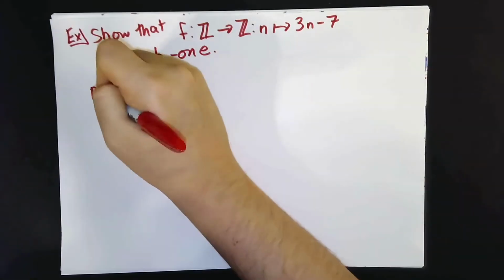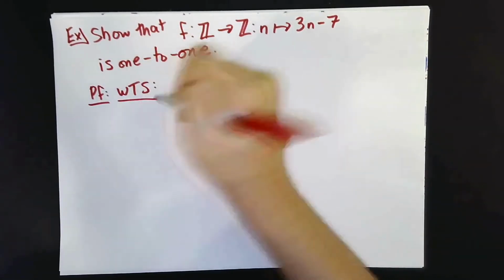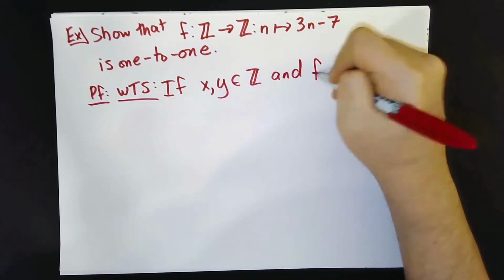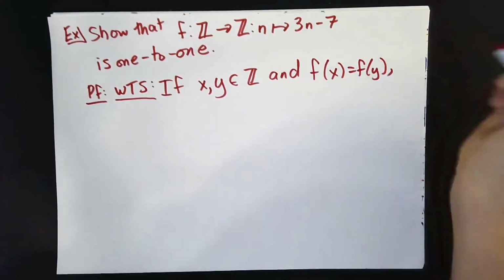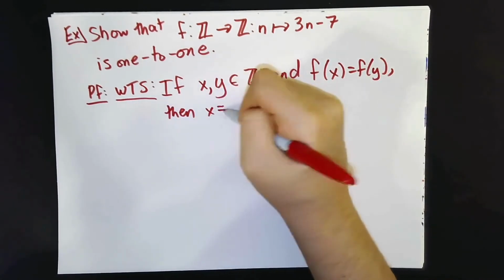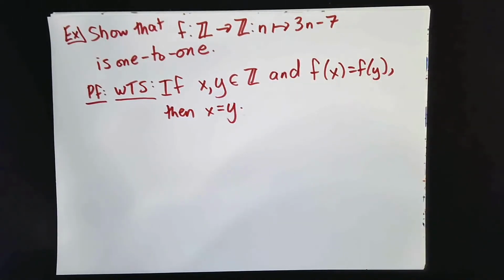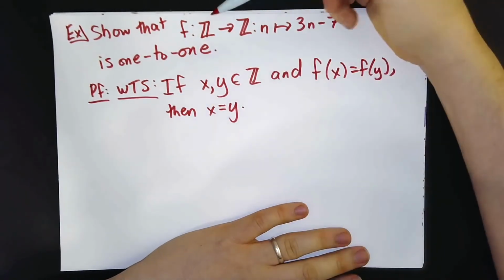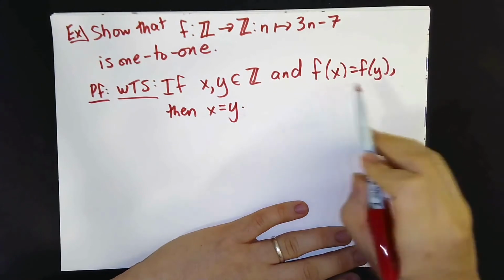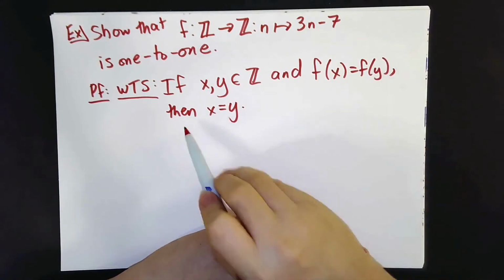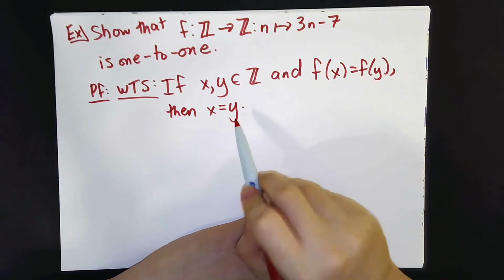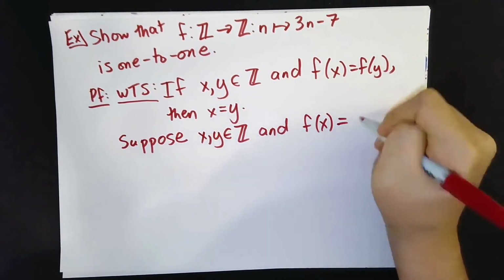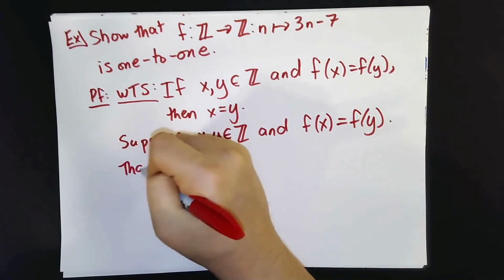Okay, so I'm going to spell out what it is I want to show. Namely, I want to show that if I take two elements in the domain, and they happen to give me the same output in the codomain, then in fact the two inputs were already equal. That's what I want to show. And so I've written out this want to show explicitly just so that we already know what the proof structure is going to be. Namely, we're going to suppose the if part, do some work, and get to the then part. So I'm going to suppose that x and y are integers, and f of x is equal to f of y. And I'm going to write out what that means.